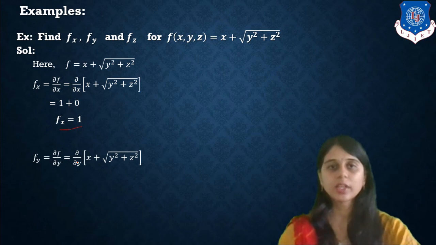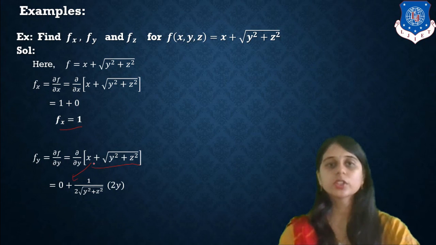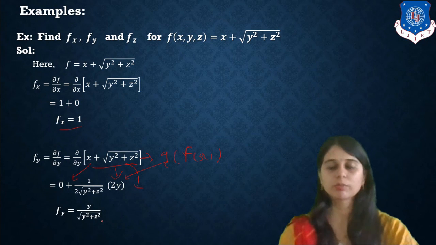Del f by del y of x plus under root y square plus z square. Differentiation of x is 0. For this, it is 1 by 2 under root y square plus z square, also into 2y. It is a chain rule, g of f of x rule. First of all, differentiation of the original function, then the subsidiary function. So we are getting fy equal to y upon under root y square plus z square.